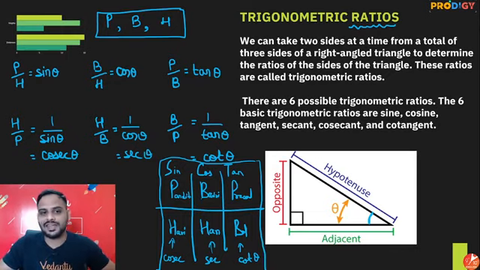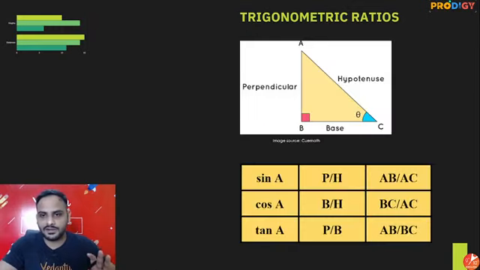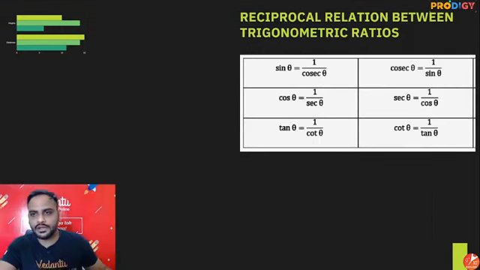The reciprocal of cos is sec, h by b, and the reciprocal of tan is cot, so b by p. These are your trigonometric ratios. So from here you got to know these things.